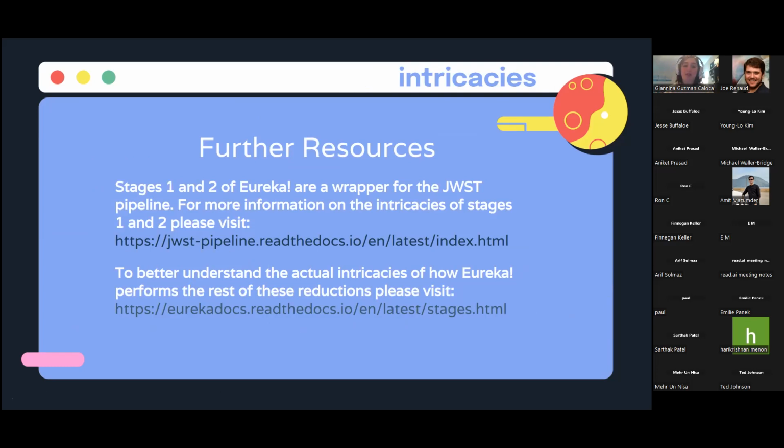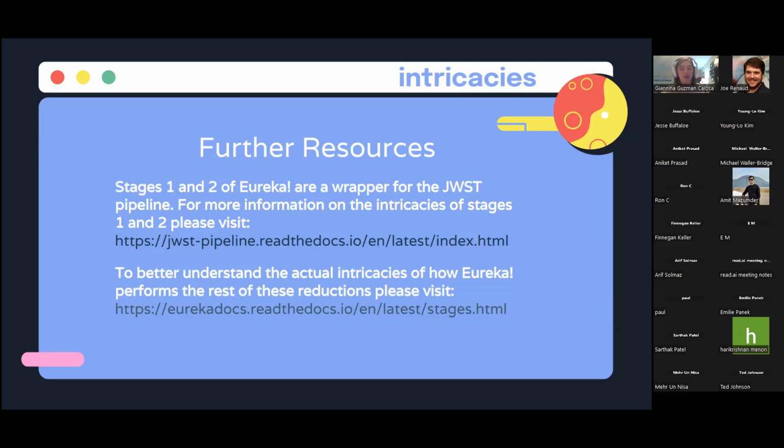Stage 1 and stage 2 of Eureka are actually a wrapper for the JWST pipeline. So a lot of the information on how those two stages work is going to be found in the JWST documentation, not in the Eureka documentation. As I mentioned, these stages are mostly a wrapper of the JWST pipeline, so any doubts that you might have about how stage 1 or stage 2 works are better referred to the JWST pipeline documentation.